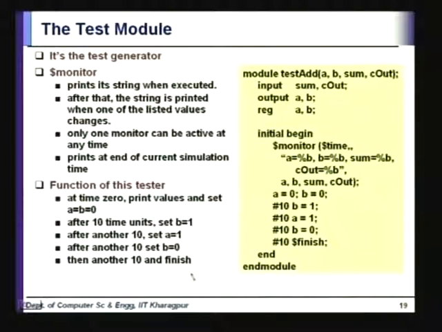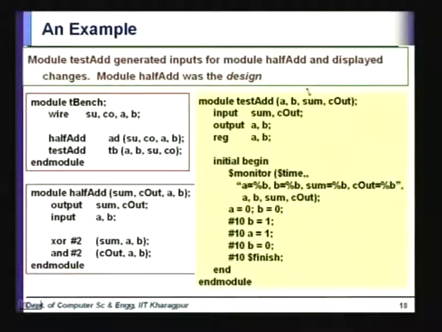Sir, in the test bed, are the inputs and outputs reversed? You can see these are positional parameters, and the way you declare them is your choice. Are you asking why I did not write the outputs first and then the inputs here? In the half adder, the sum and cout are declared as outputs, but these outputs are wired in as inputs of the testAdd.